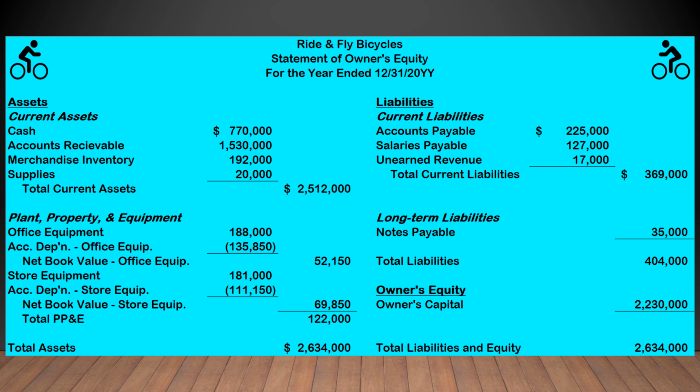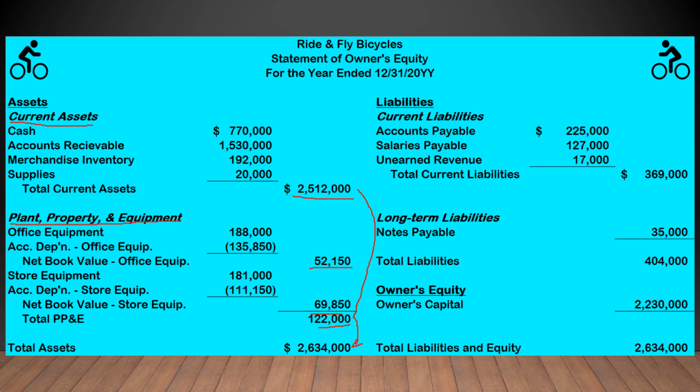Same again for the balance sheet. We start with our assets. Within our assets, we list our current assets and our PP&E, or plant, property, and equipment. We subtotal our current assets, as well as our non-current assets, or just PP&E in this case, and we arrive at total assets.